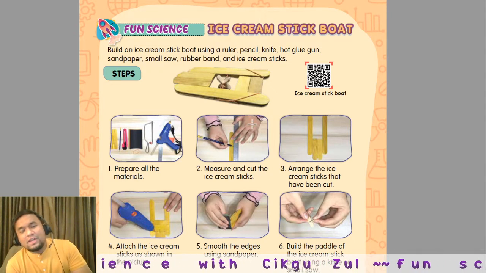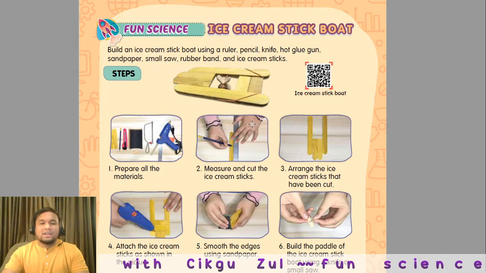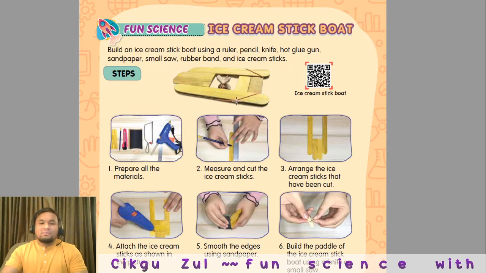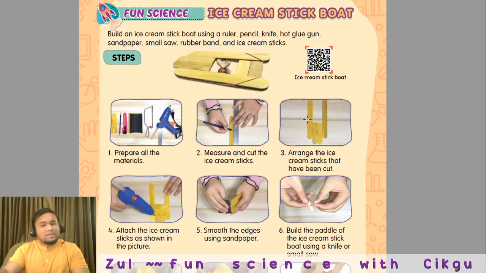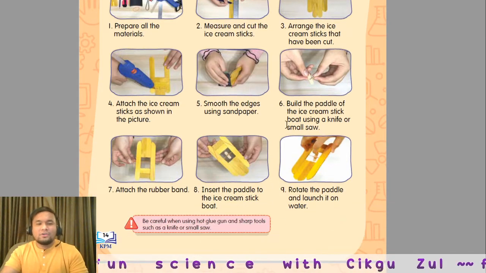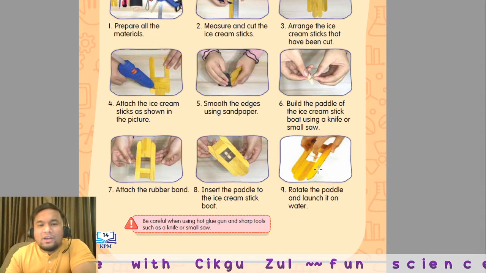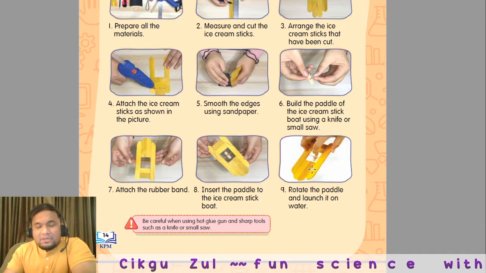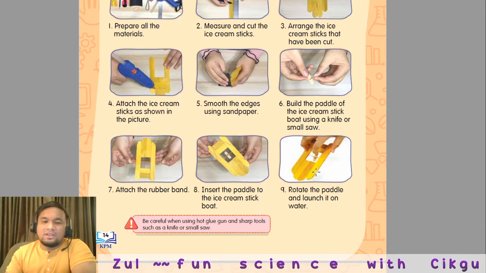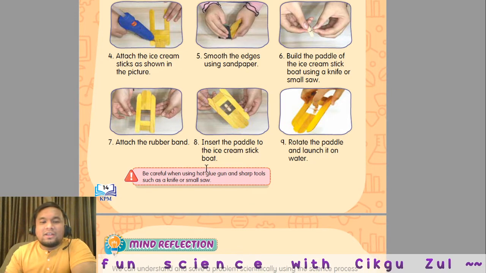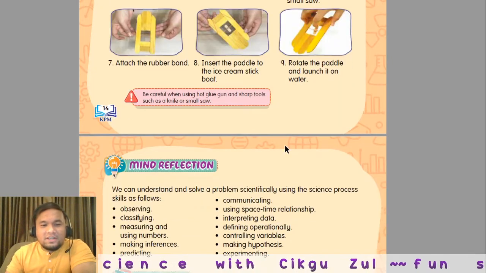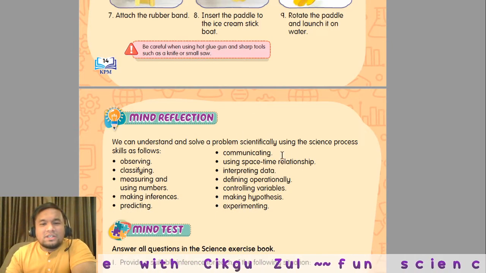Understand? Boleh guna lagi. So ni tengok ni, guna pakai gelang getah lah, pakai benda-benda yang kita biasa jumpa. Tak payah beli, selalu nak beli. So pakai buat-buat ni, nanti we are going to see macam mana seronok tak buat boat ni. Okay, so that is for the fun science. This is a mind reflection.